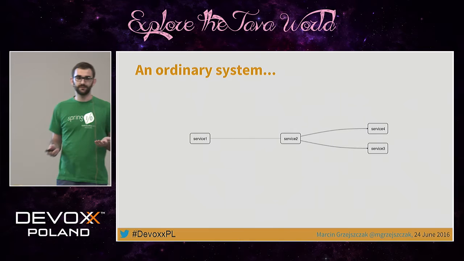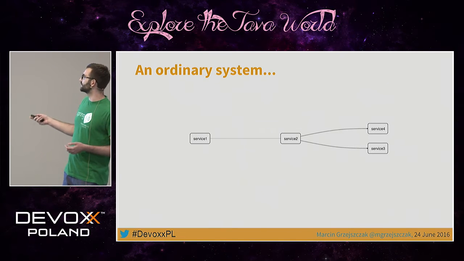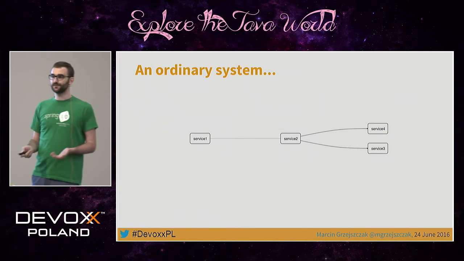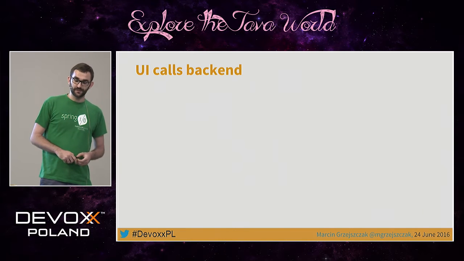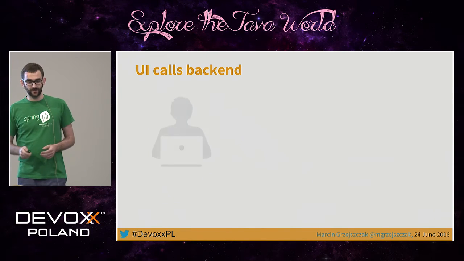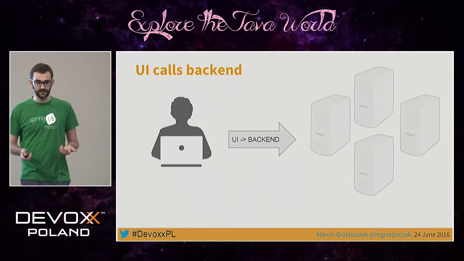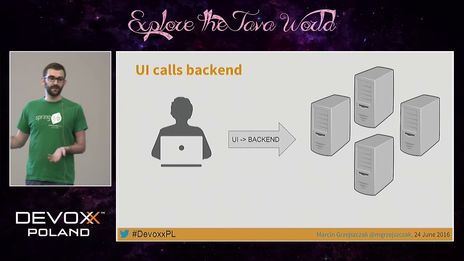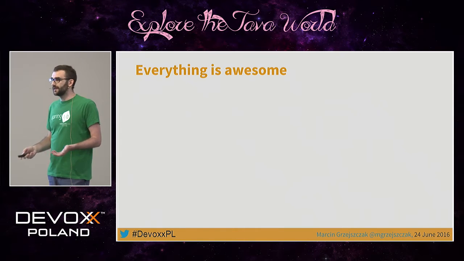Let's imagine that we have an ordinary system. Service 1 is calling service 2, and service 2 is calling service 3 and service 4. A typical production system; I guess your system on production looks similar to this. Let's simplify it even further. Let's say we have somebody on the UI clicking something, and he forces some request to happen on the backend side. Typical stuff.